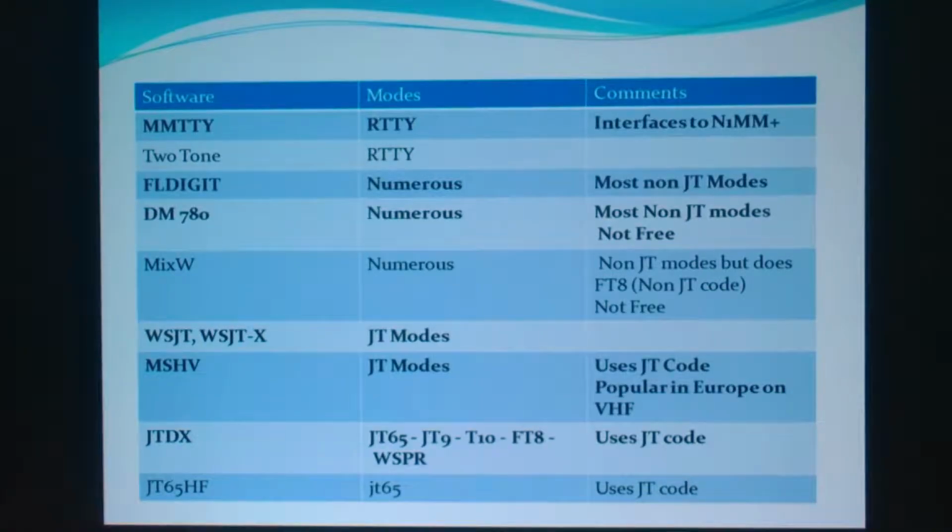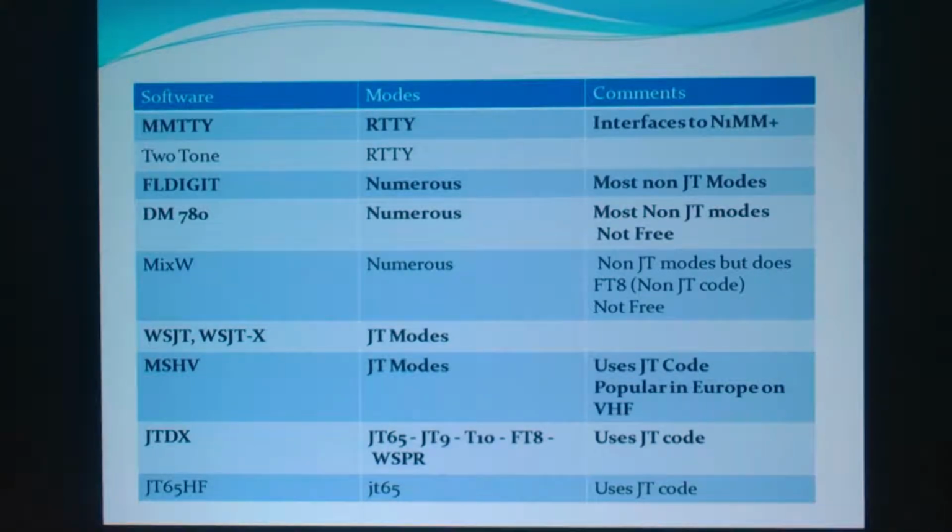And then you've got a couple of other independent ones which do FT8. That's JTDX and JT65-HF. They basically use the JT code. I think there's actually a typo in there. I think that should be JT9, not T10. I've missed that one out, so apologies for that. So if you're going to start on FT8 or any of the digital modes, probably FLDigi and WSJT are the way to go.